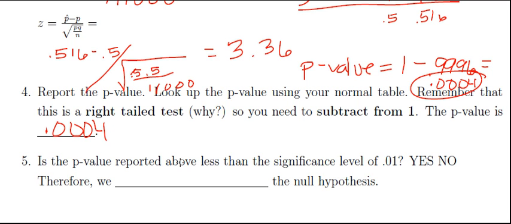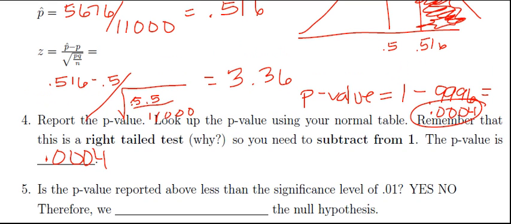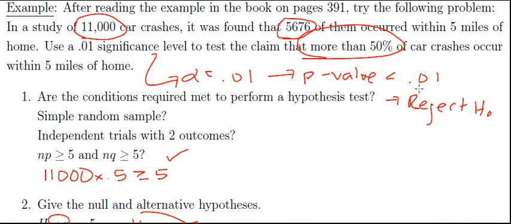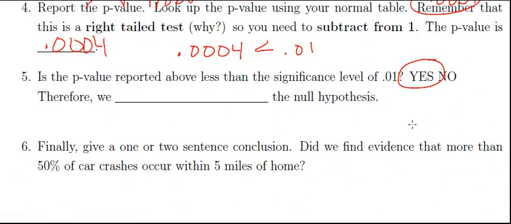And so number 5 is the p-value reported above less than the significance level of 0.01? Well, 0.0004 is certainly less than 0.01, and so the answer here was yes, and we've already set up here, if our p-value is less than 0.01, we reject H naught. And so therefore we reject the null hypothesis.